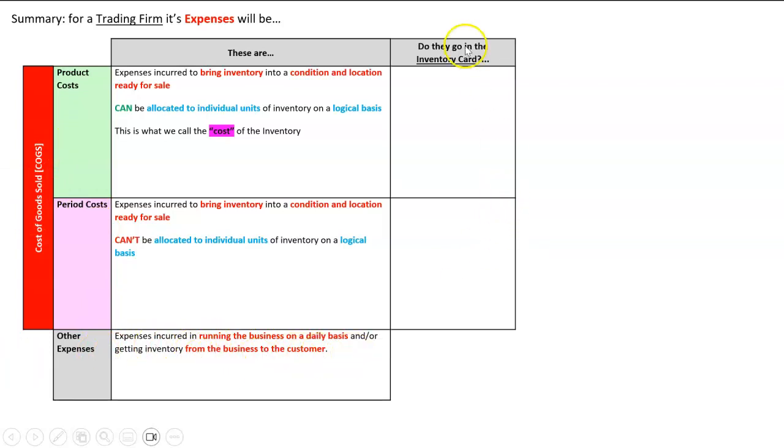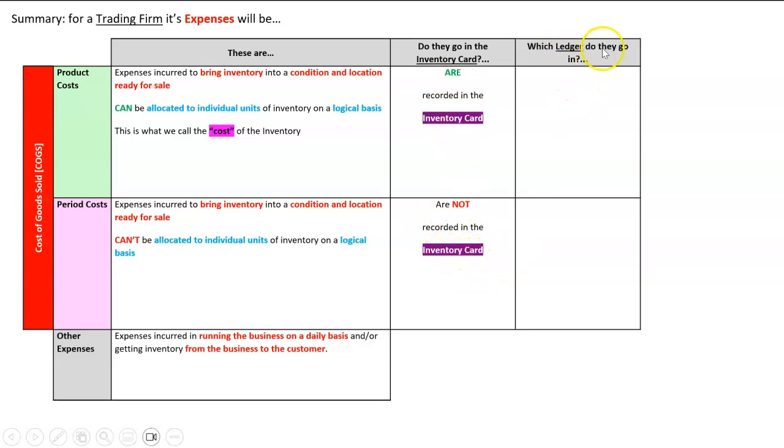What about this? Do they go on the inventory card? Yes, product costs do. They are recorded in the inventory card, but period costs are not recorded in the inventory card. What else did we learn? Which ledger do they go in? Product costs go in the inventory ledger. They do not have their own ledger as they don't exist. They attach themselves to the inventory. And the total that goes in that ledger must match the total of the inventory card.